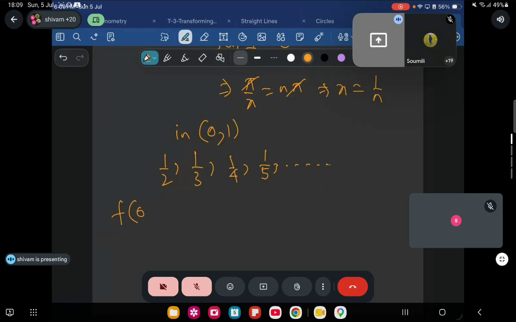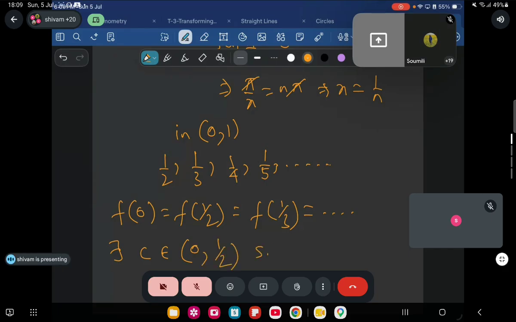You see, actually, f of 0 is equal to f of half is equal to f of 1 by 3 is equal to dot, dot, dot. It keeps on going like this. There are infinitely many points, right? So there exists some c belongs to (0, half) such that f dash c is equal to 0. Yes or no? Similarly, there exists some c2 belongs to (half, 1 by 3).